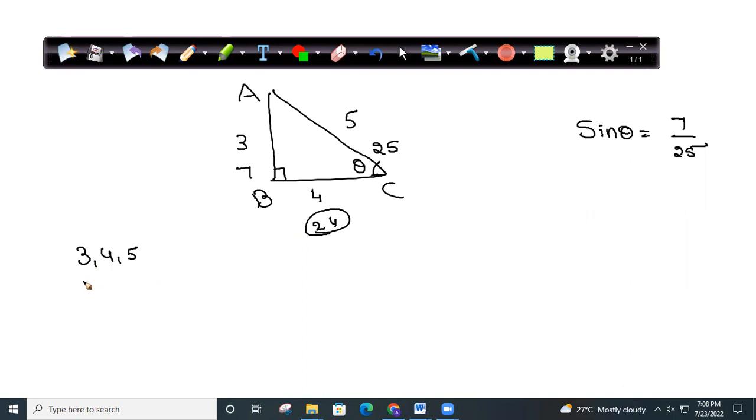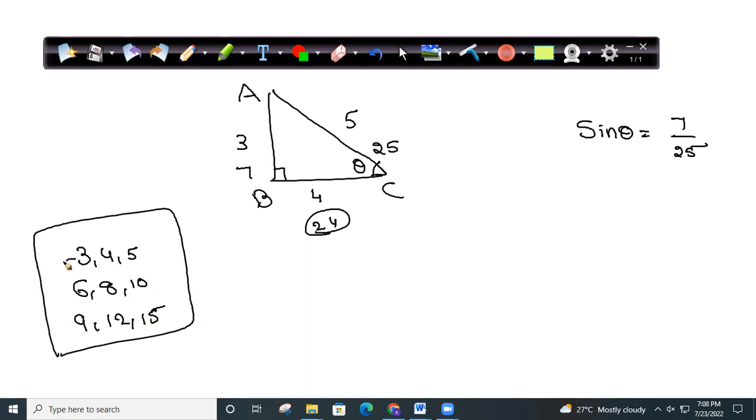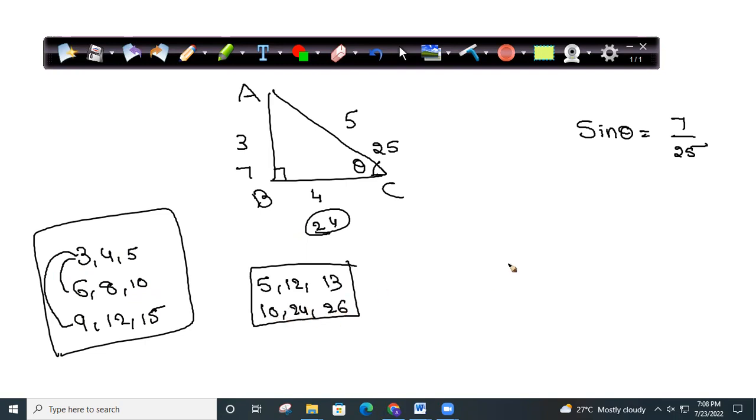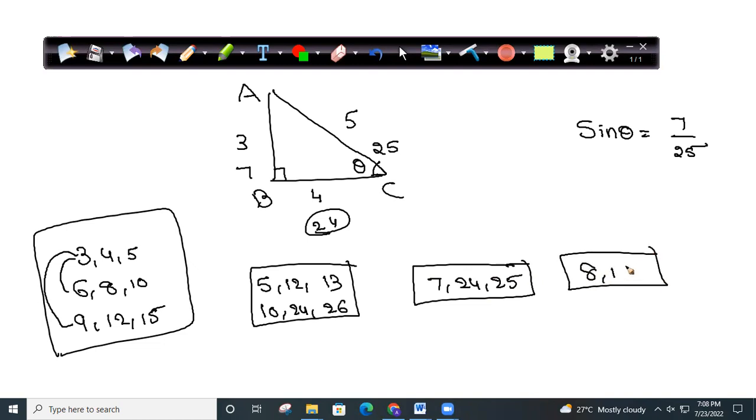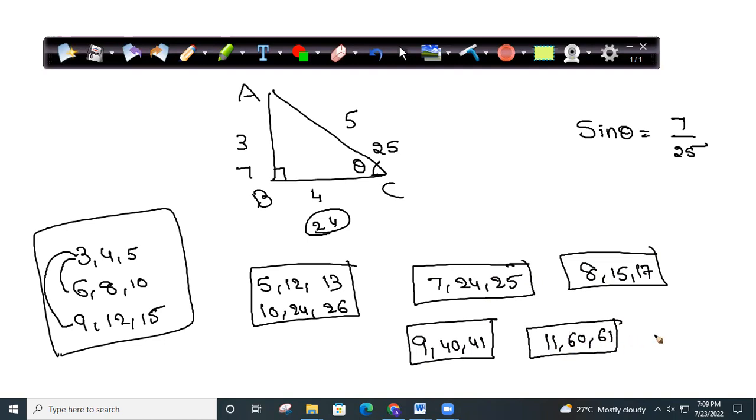So the Pythagorean triplets are, there are many, but I'm going to write few. You need to remember them. So this is one pair. When I say one pair, you double this, you get this. You make 3 times, you get this. The next pair that is important for us is 5, 12, 13, 10, 24, 26. The next pair that is important to us is 7, 24, 25. The next pair that is important is 8, 15, 17. The next pair that is important is 9, 40, 41. The next pair that is important to us is 11, 60, 61.